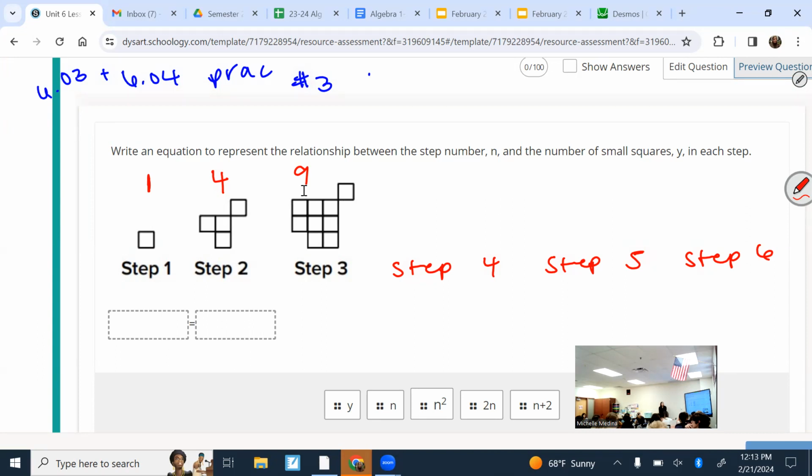Okay, so how many will I have in step 4? 16. Okay, how many would there be in step 5? So what do 1, 4, 9, and 16 all have in common? They are all.